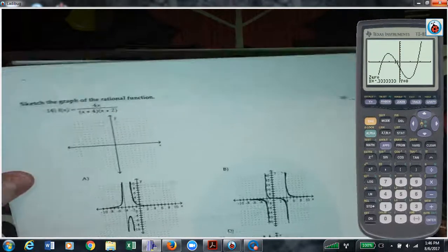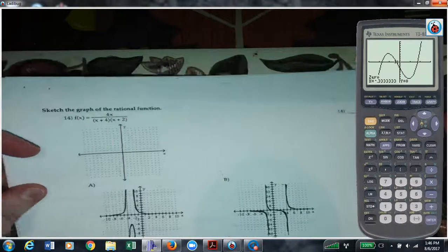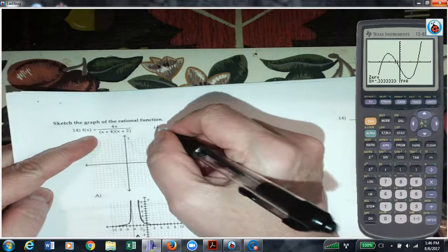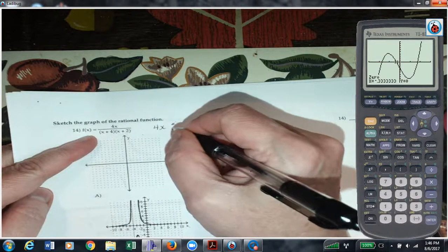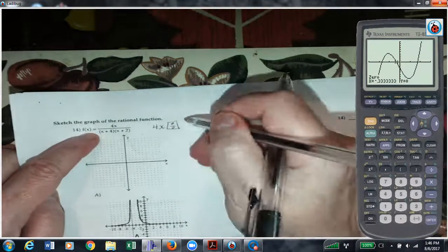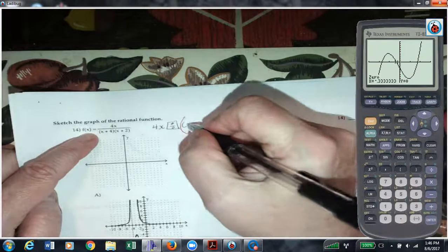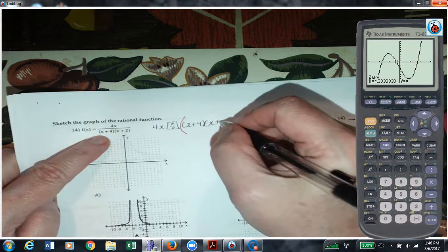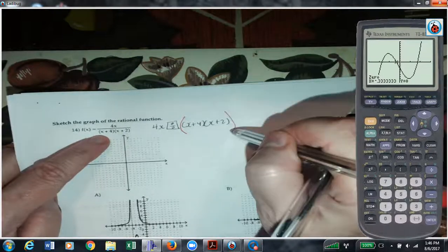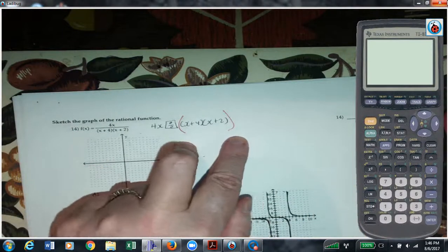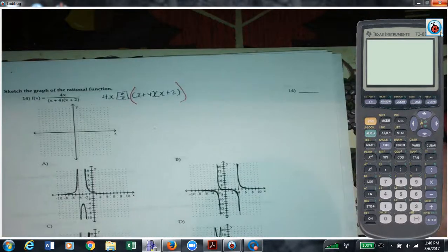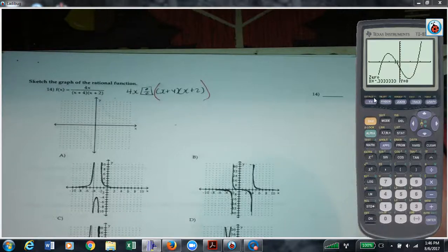Sketch the graph of the rational function. Well, you can put this in your calculator as long as you do it correctly. Remember, it's going to be 4x, then the division key, but then you've got to put the entire denominator in parentheses. And if you don't supply those parentheses that I've marked in red, you get the wrong thing. So it's an easy one to do, just by putting it in your graphing calculator, as long as you put it in correctly.